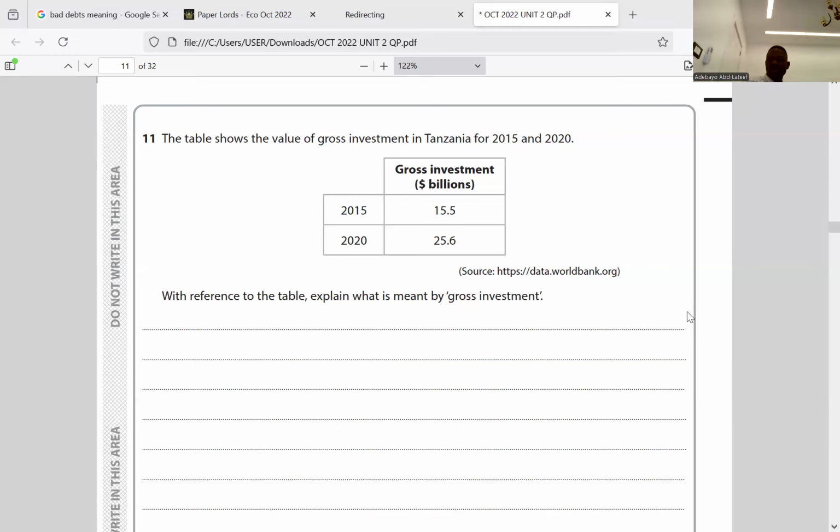Gross investment is investment without depreciation. And net investment is gross investment plus depreciation. Yes, gross investment is without depreciation. Net investment is with depreciation.